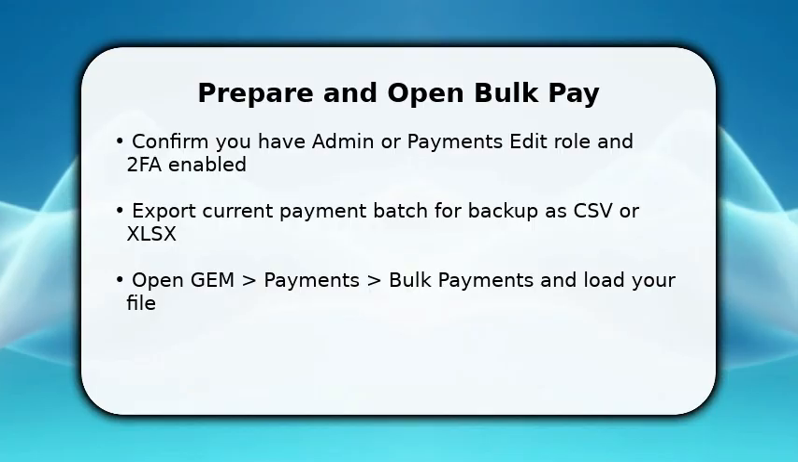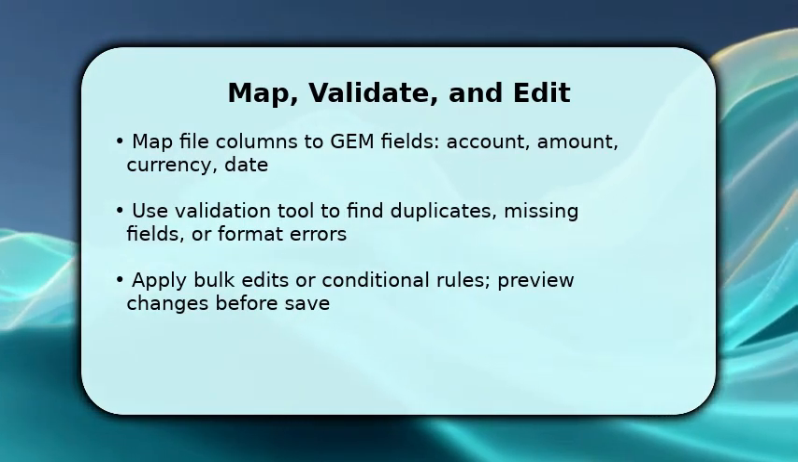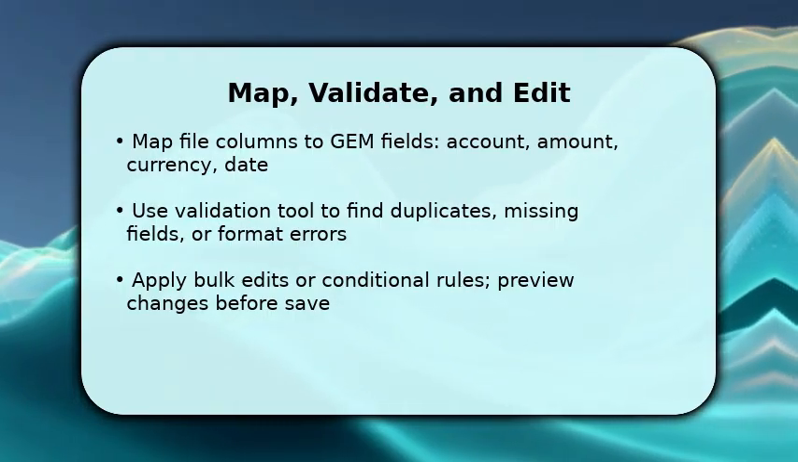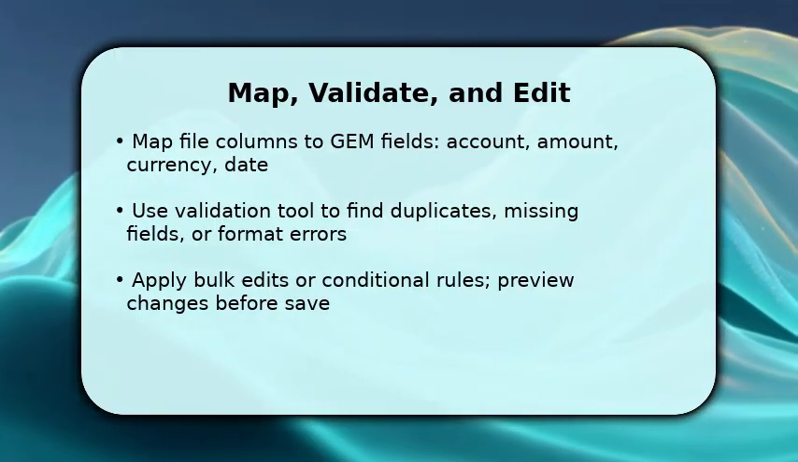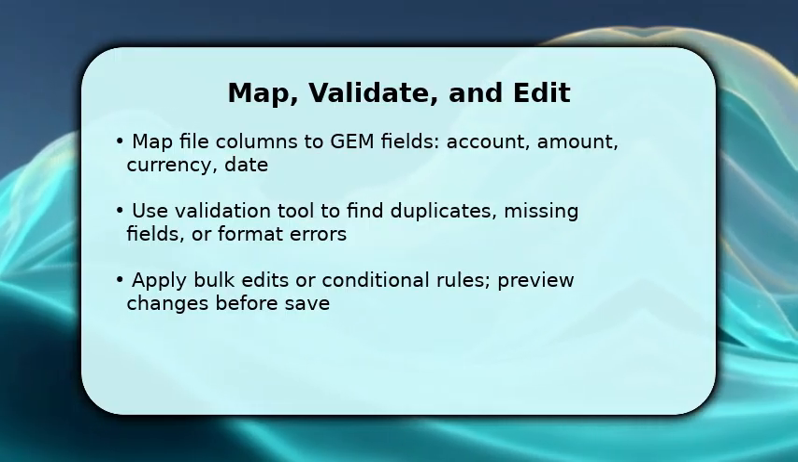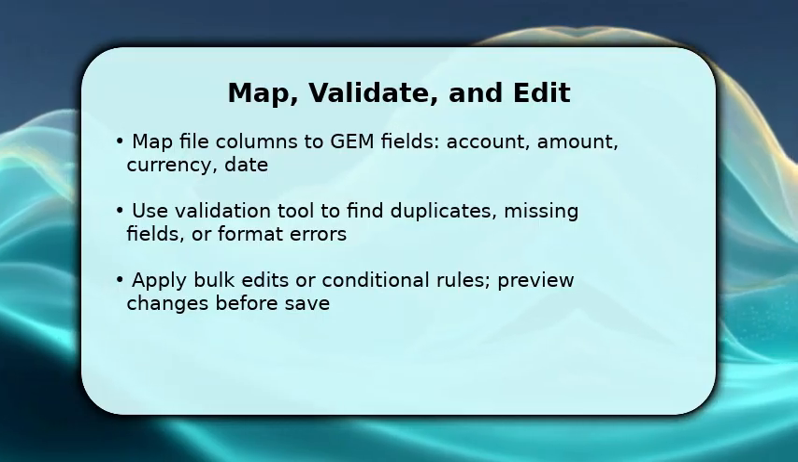You'll now map your columns to GEM fields and run the built-in validator so issues surface early. If you see duplicate payments or missing account ID, correct them in the preview or export and re-upload. This prevents failed transactions. Use conditional bulk edits for identical adjustments. For example, add a tax code to all rows with type equals refund.